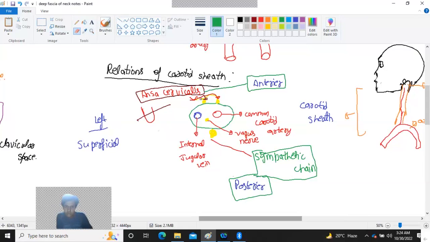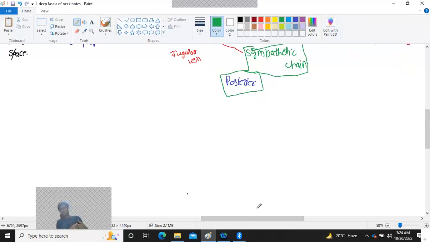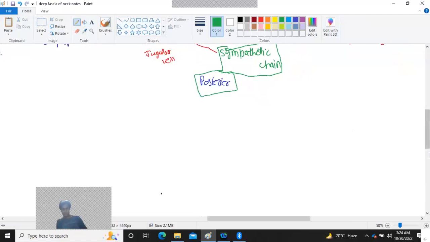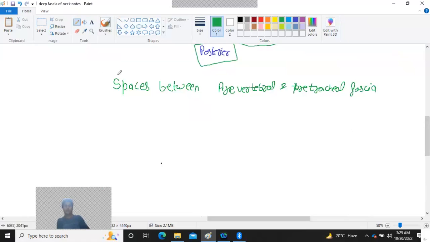Now we move again. The next point is, we have covered all the other things. Now we cover the spaces formed between these. First, spaces between the prevertebral and pretracheal fascia. There are spaces formed in between them.